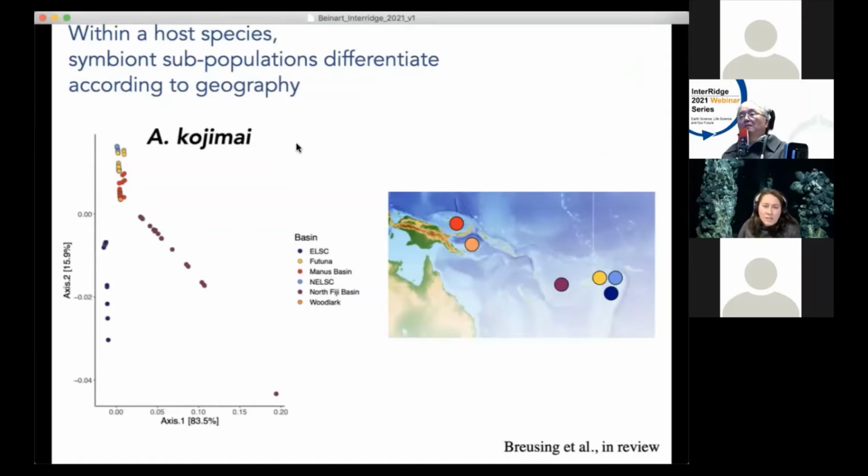So we are seeing that even though there is specificity at the species level, there is sort of this strain level variation where we see geographic subpopulations that are differentiating from one another at this large scale.